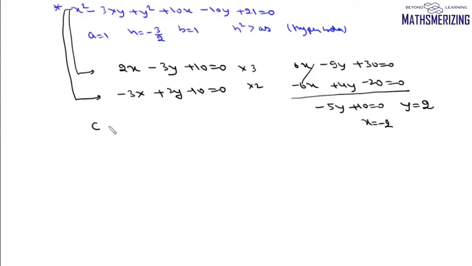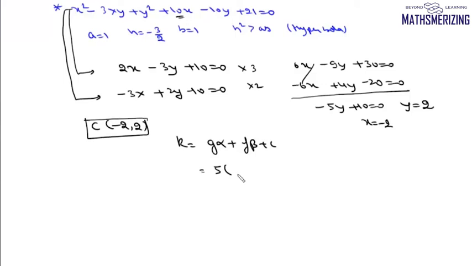So center of this hyperbola is at minus 2 comma 2. Now once we have center, we'll find k. We know that value of k is g alpha plus f beta plus c. So it is g. Now what's g in this case? g in this case is 5. Alpha is minus 2, f is minus 5, and beta is 2, and then c in this case is simply 21. So it will be simply 1.